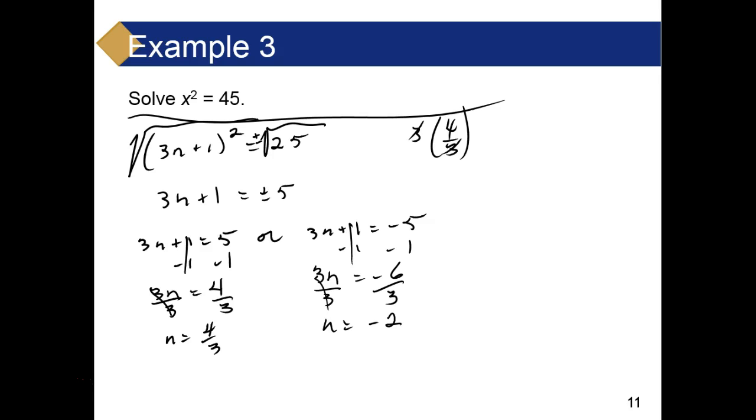I think -2 will even be easier. 3 times -2 is? -6 plus 1 is? -5 squared is? 25. You got it. So that one works too. And by the way, this one I said, let's check it. Anytime you take the square root of both sides of an equation, you better be checking. Because remember, you could have introduced an extraneous solution. So that was good to check them both because you really needed to. And if you look in the book, they got -2 and 4/3. Good for them. Okay?